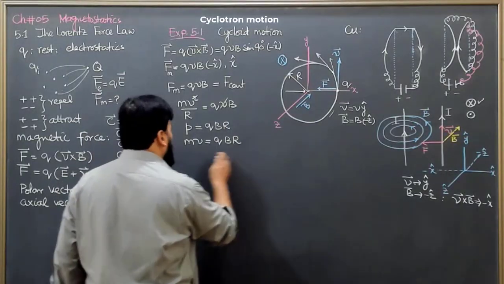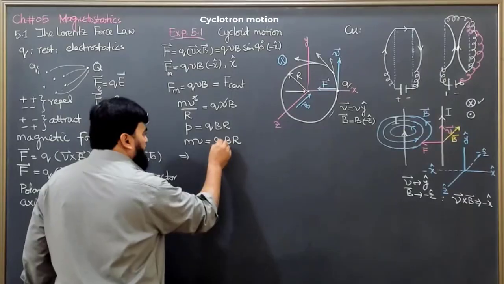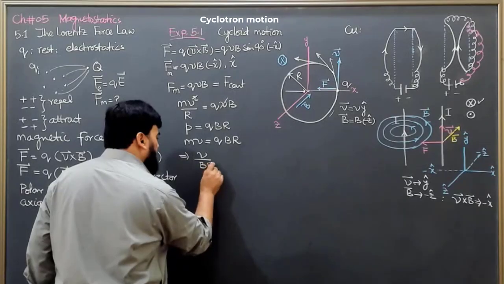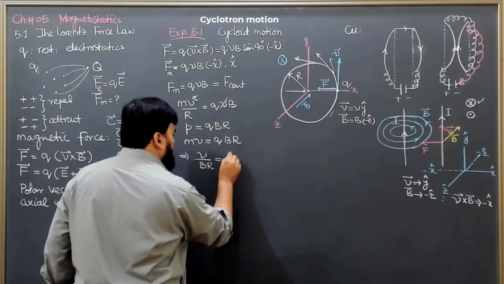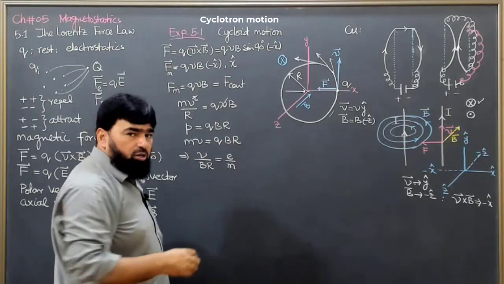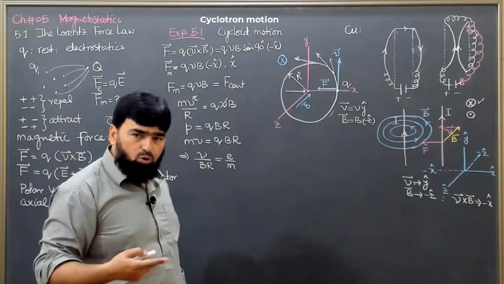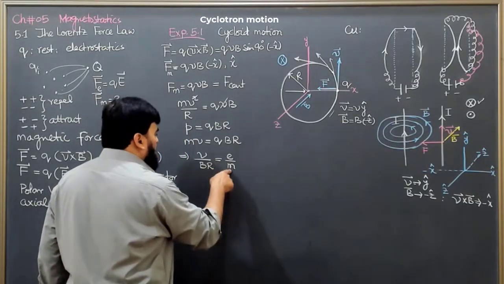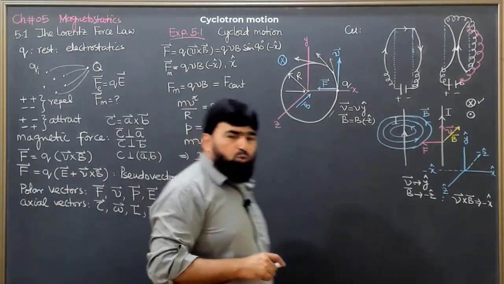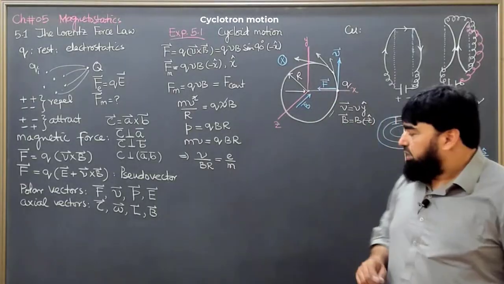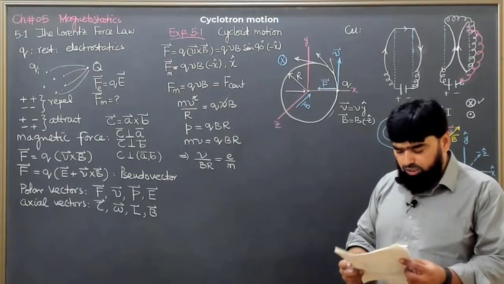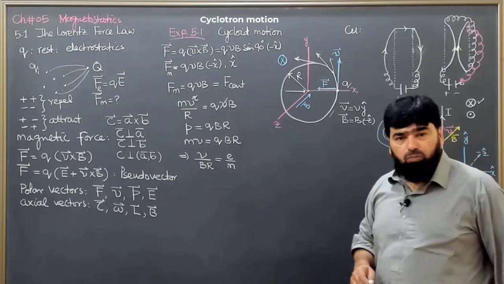From here I can see that this is E, so I can write V over BR is equal to E over m. Because Q equals E, the electronic charge, the electron is moving or the proton is moving, then E over m. So the charge to mass ratio I can easily find through V over BR. So this is a very simple example, and many parameters can be found from this.